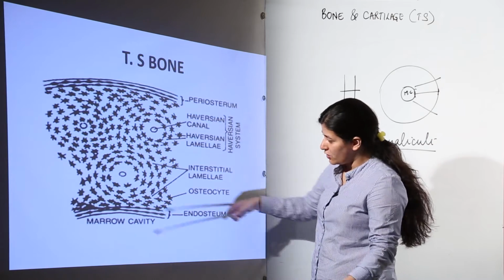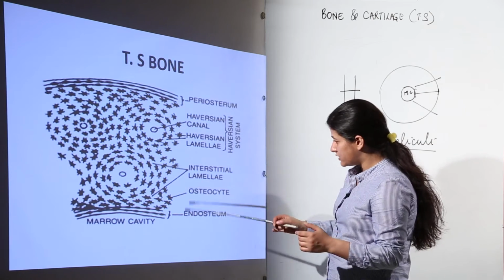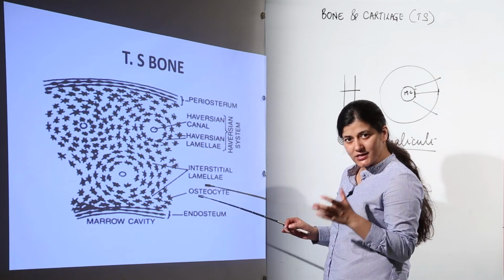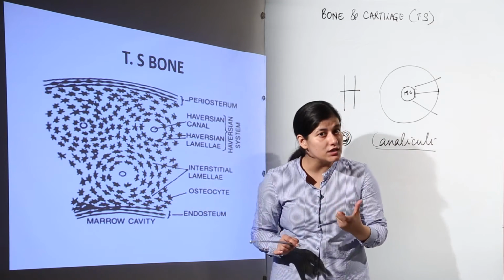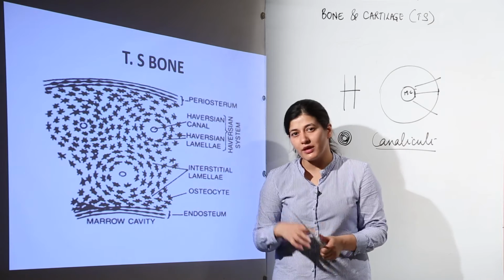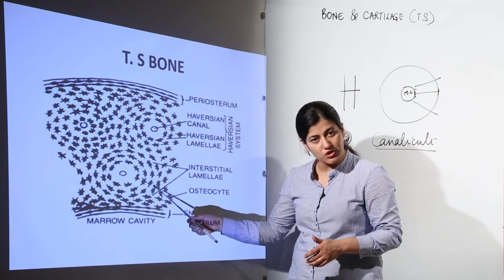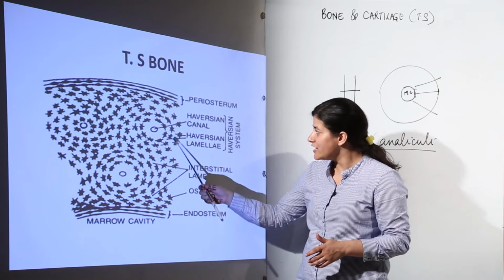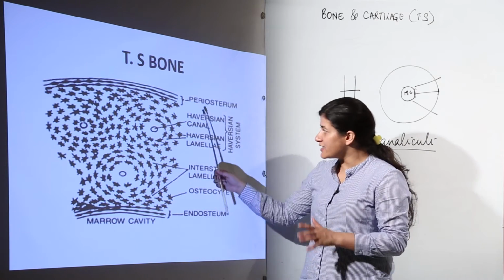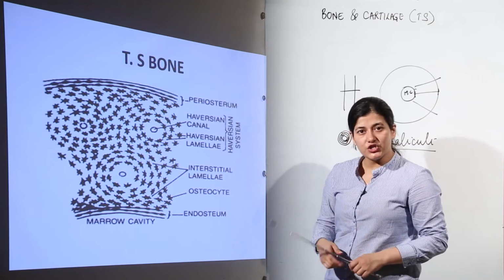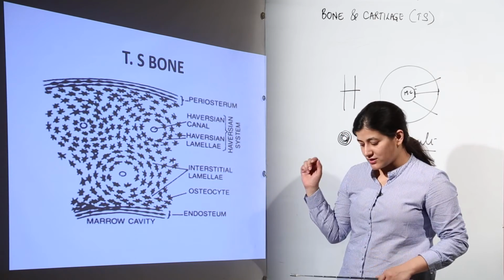This periosteum would be continuous, a full circular layer. Osteocytes are the cells which are responsible for secreting ossein, a protein which is responsible for making the bone very hard. Then we have interstitial lamellae, which are the spaces present between the osteocytes. We have the Haversian system that has the Haversian canal and the Haversian lamellae. So this is about the TS of bone.